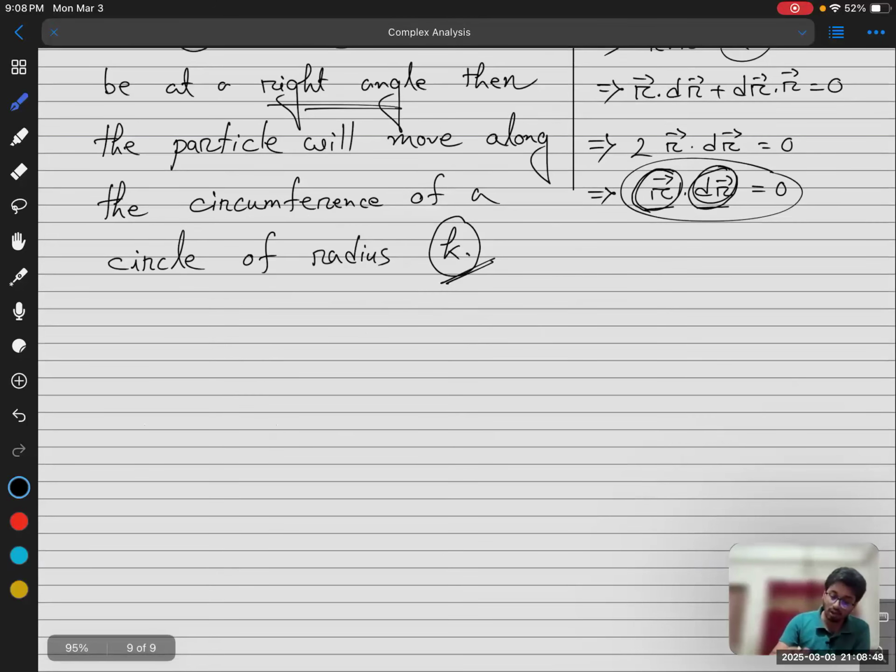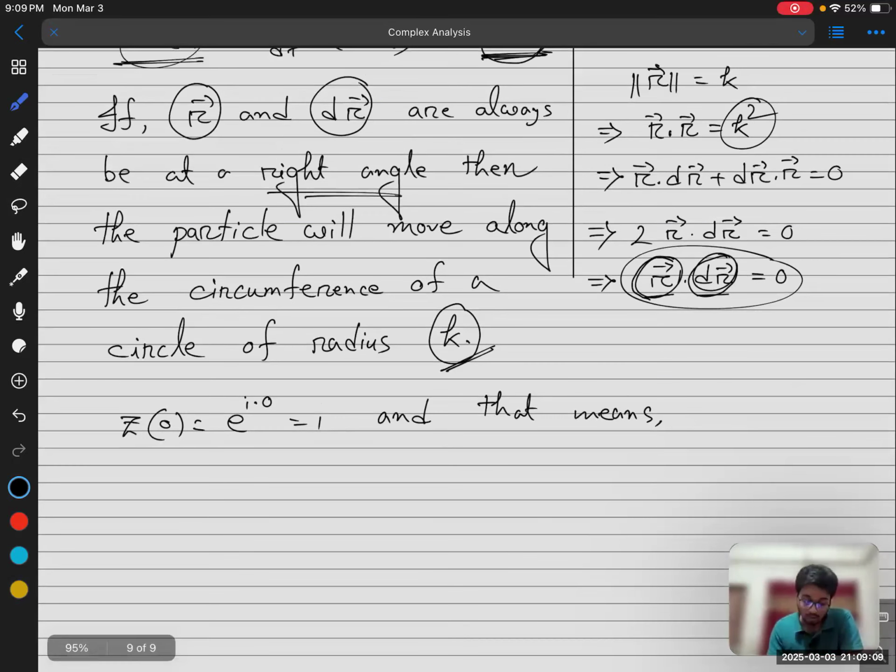So what do we already know? We already know that z of 0 is equal to e to the power i times 0, that is 1, and that means, as this is a constant, at t equal to 0 the length of the particle's position vector is basically 1. So we can say that the modulus of z of t is going to be 1.